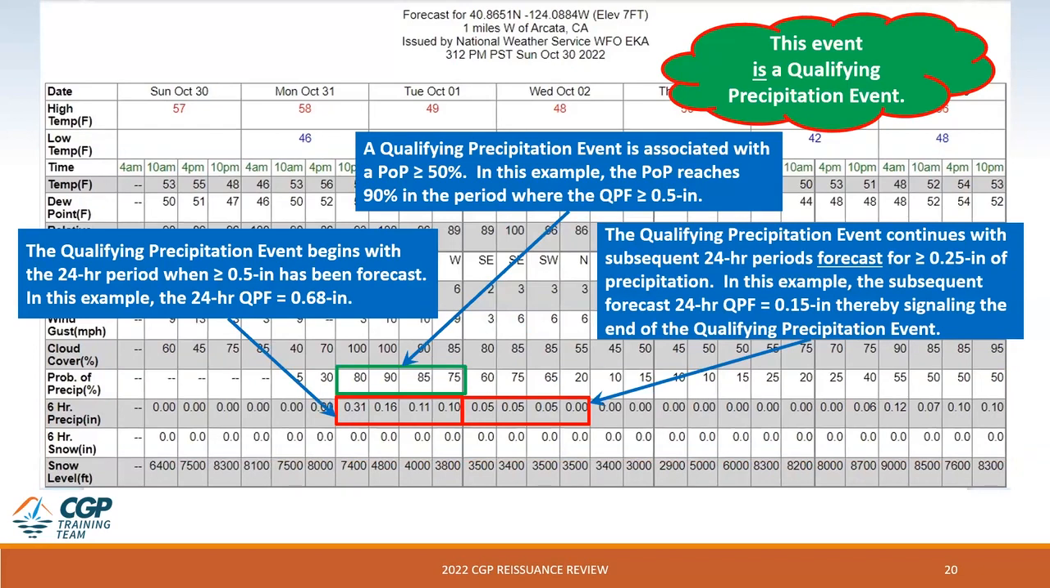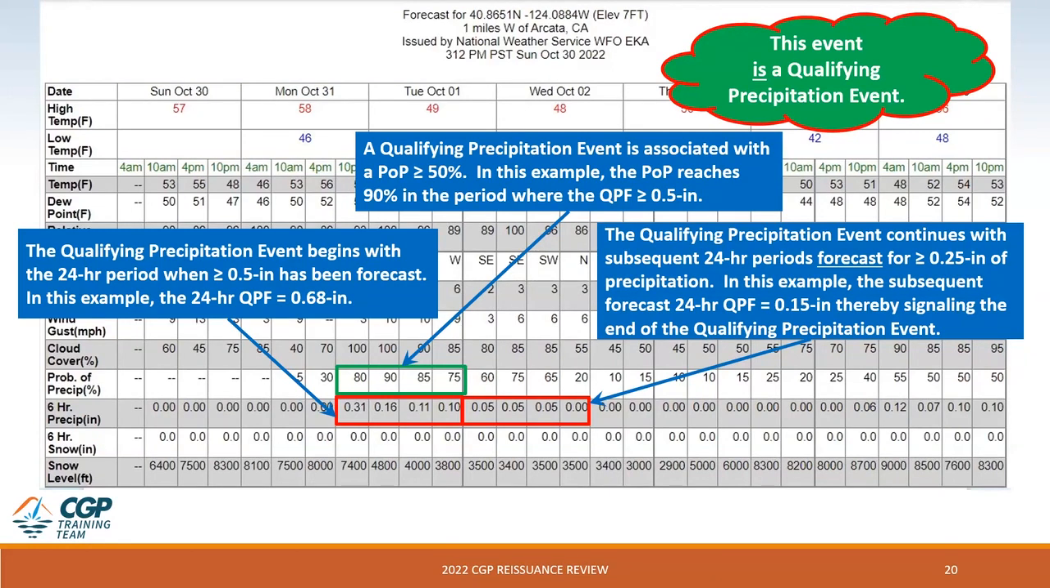So for this particular example, what I've done is I've highlighted red boxes and green boxes so I can talk a little bit about what we're doing here. On the left, I've highlighted the 6-hour precipitation, and the qualifying precipitation event begins with the 24-hour period when greater than a ½ inch has been forecast. In this example, the 24-hour QPF is 0.68 inches.